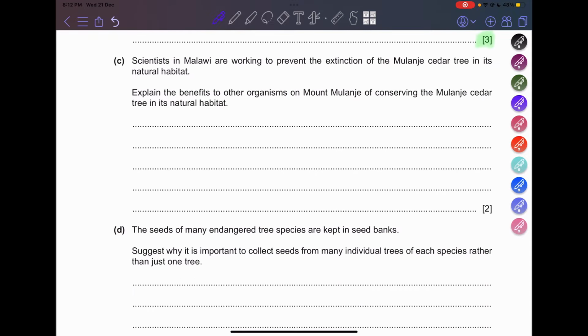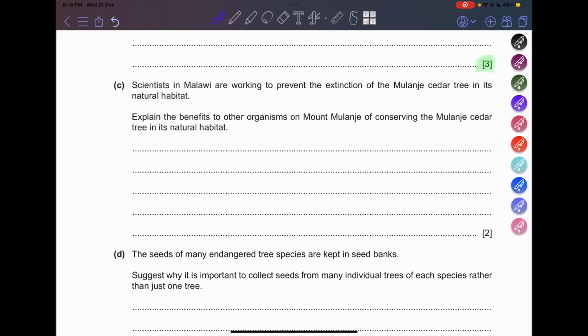Explain the benefits to other organisms on Mount Mulajani of conserving the Mulajani cedar tree in its habitat. As we all know, trees can help small animals to camouflage themselves or hide from predators. So this is one benefit to animals if we keep the trees.